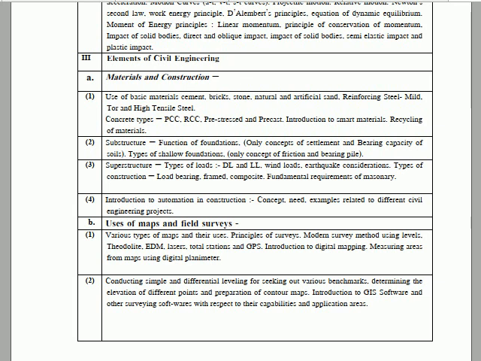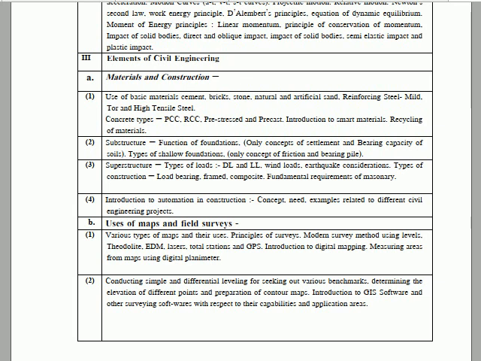This subject mainly consists of surveying related syllabus. That is various types of maps. They use this principle of survey, modern survey method using different levels, theodolite, EDM, laser, total station and GPS. Introduction to digital mapping, measuring areas from map using digital planimeter.